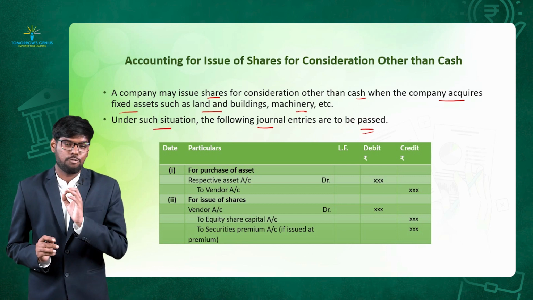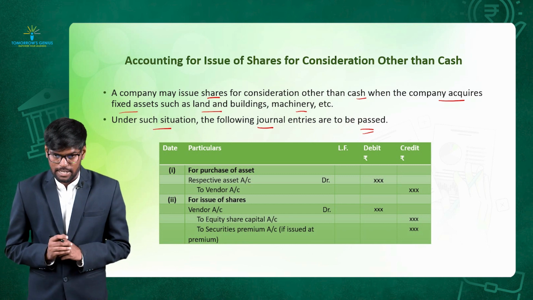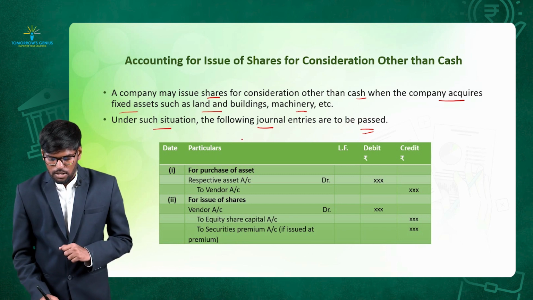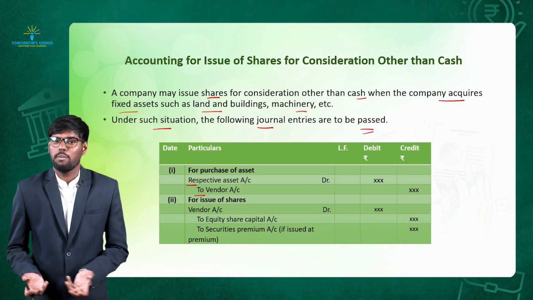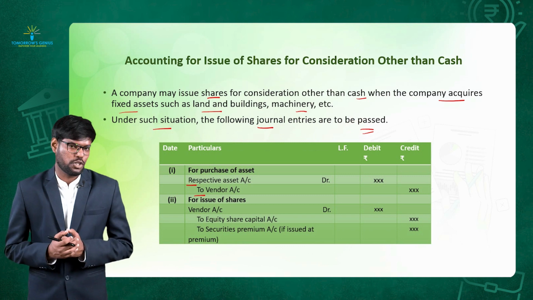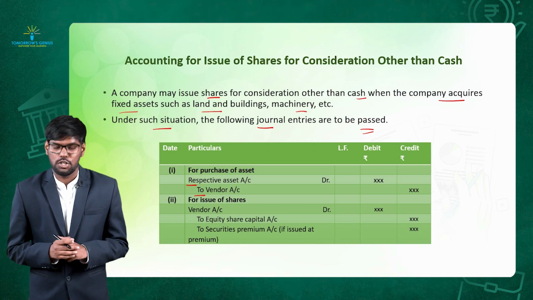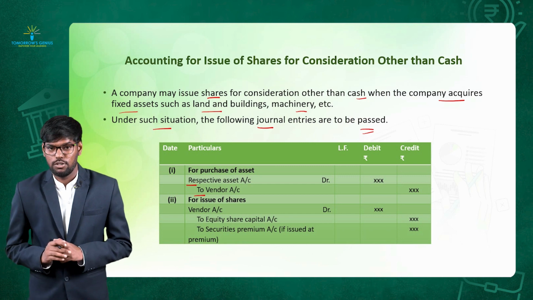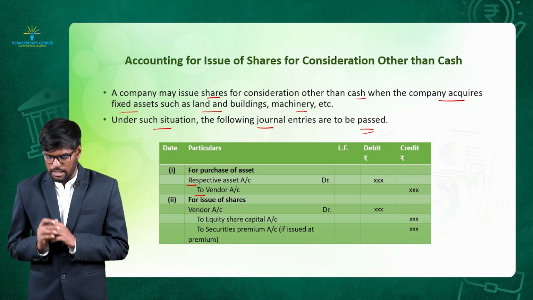First of all, we have to pass a journal entry for recording the purchase of that asset, and the journal entry will be the respective asset account debit to the vendor account, that is nothing but the seller account. For example, if I purchase machinery, I will be debiting machinery account, and suppose I purchase that machinery from Tata Steel, then I will be crediting Tata, right? So machinery account debit to Tata Limited.